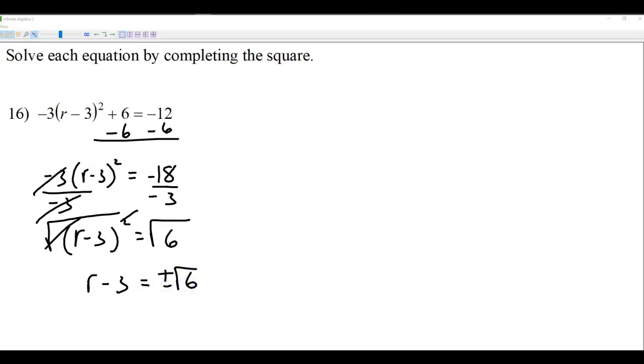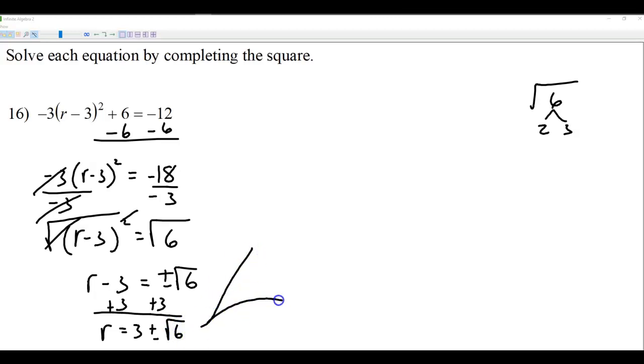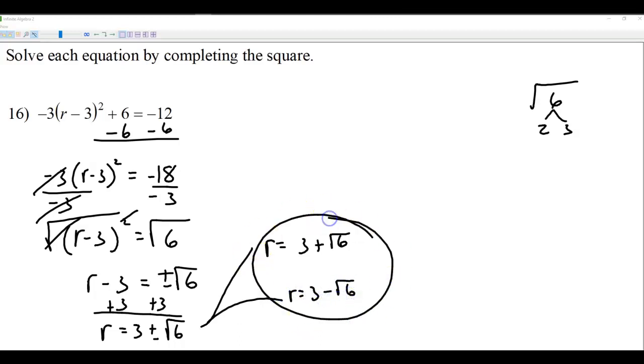Now 6 doesn't break down. If you were to break apart 6, you get a 2 and a 3. There's no pairs. And so we'll just leave it the way that it appears there. So what we'll do now is just add the 3 to the other side. And we get 3 plus or minus the square root of 6. Can't add anything together there, so we're done. But once again on the test, I think they're going to write them as 2 separate answers. 3 plus the square root of 6 and 3 minus the square root of 6.